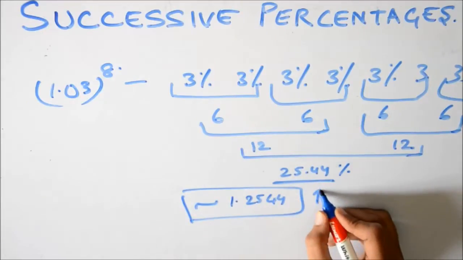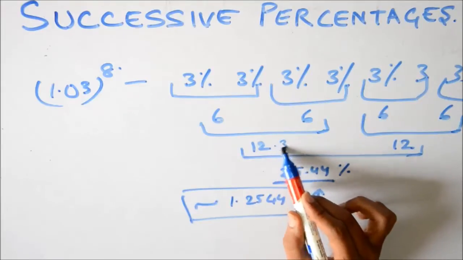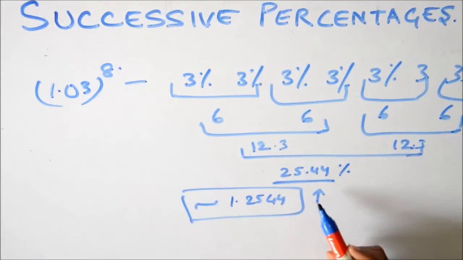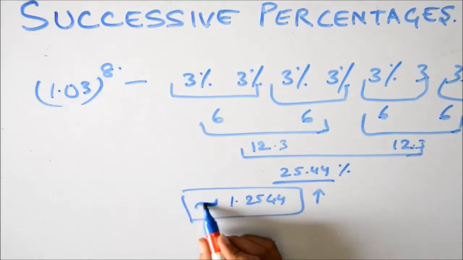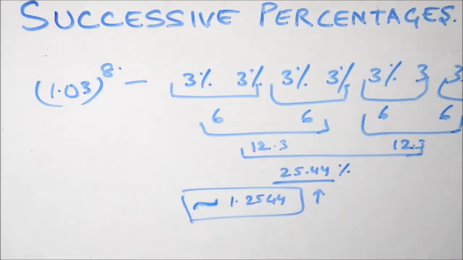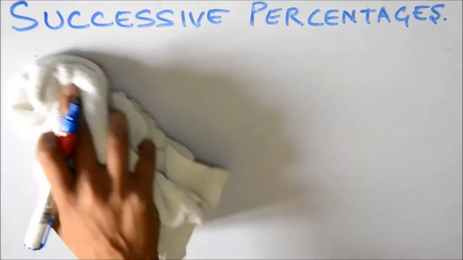It is a little bit more than this because we have approximated it, it should be 12.3, and then you will get maybe around 1.26 or something. But this is how you can approximate and use successive percentage. It is very useful in compound interest type questions and DI.